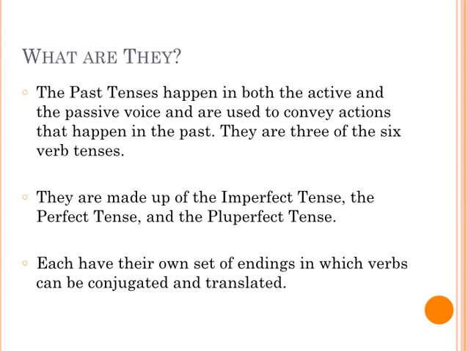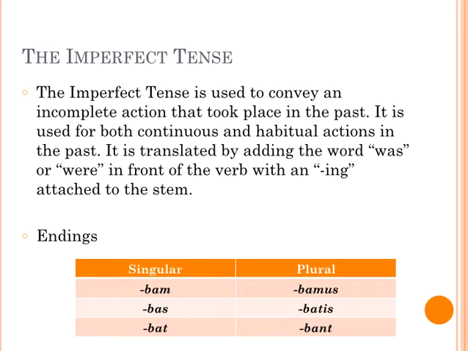What are they? The past tenses happen in both the active and the passive voice and are used to convey actions that happen in the past. They are 3 of the 6 verb tenses. They are made up of the imperfect tense, the perfect tense, and the pluperfect tense. Each have their own set of endings in which verbs can be conjugated and translated.